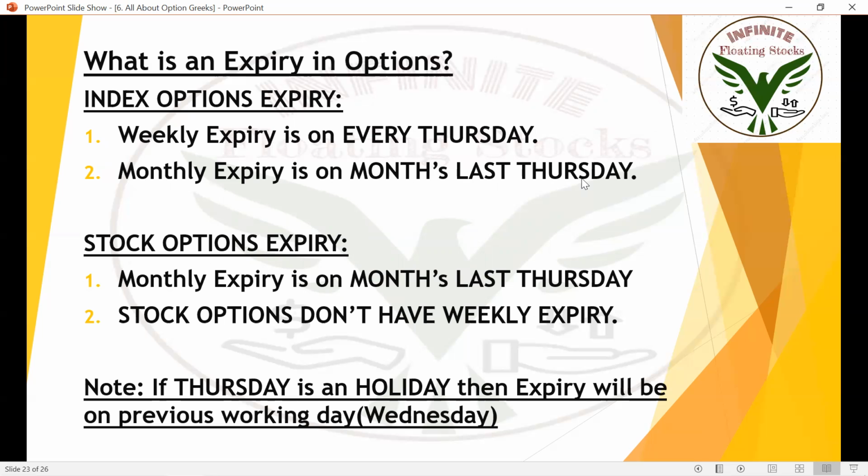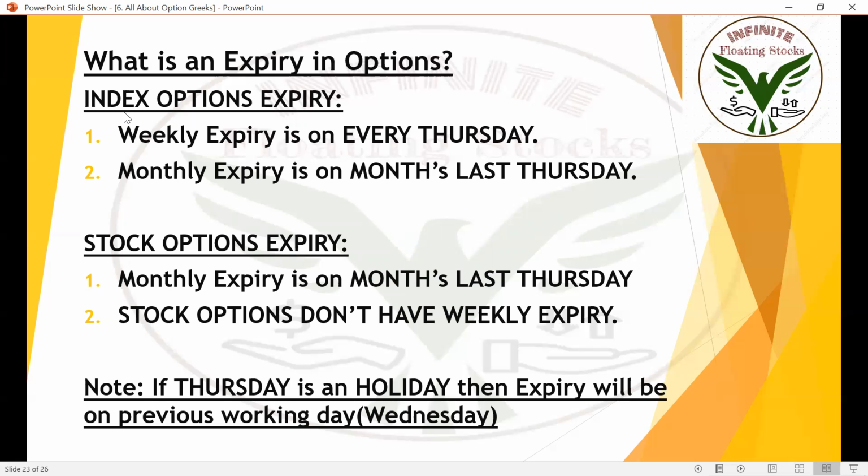If the month's last Thursday is a holiday, then contracts will expire on the previous working day, which is Wednesday. If Wednesday is also a holiday, then contracts will expire on Tuesday. It's like that. Okay, so stock options expiry.